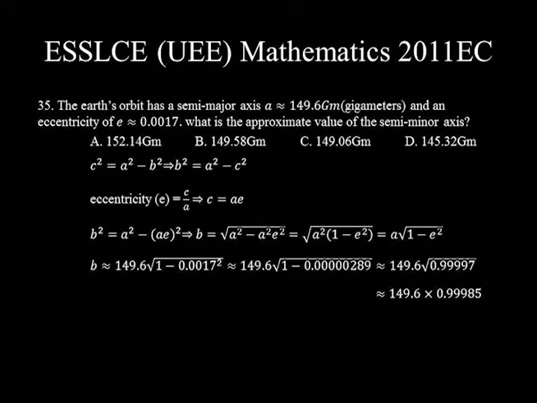149.6 times 0.99985 is 149.58. Therefore, the correct answer is choice B.